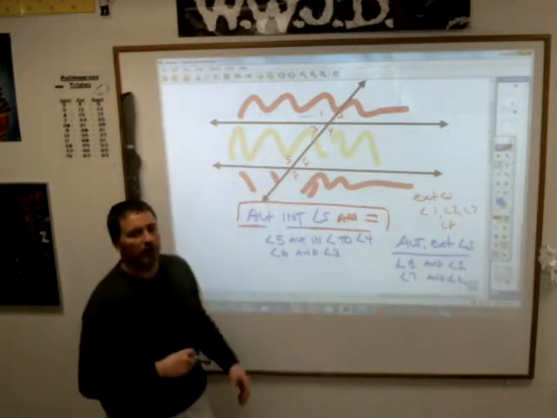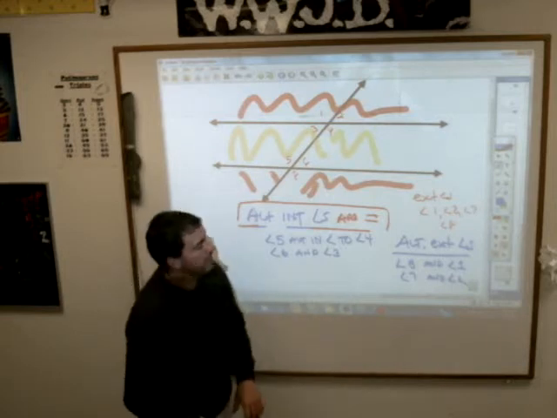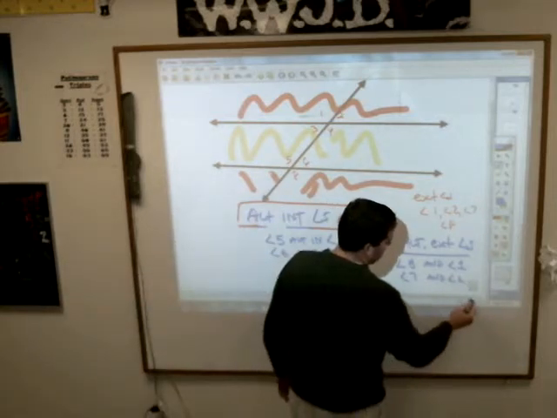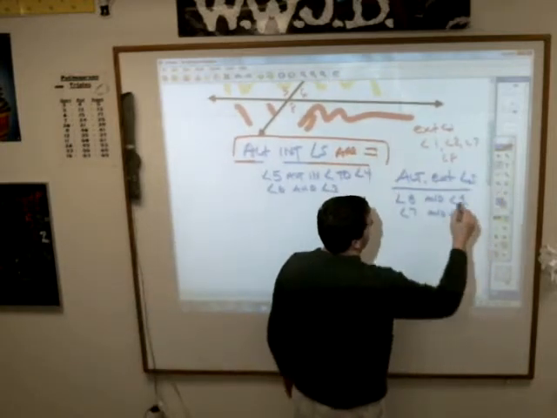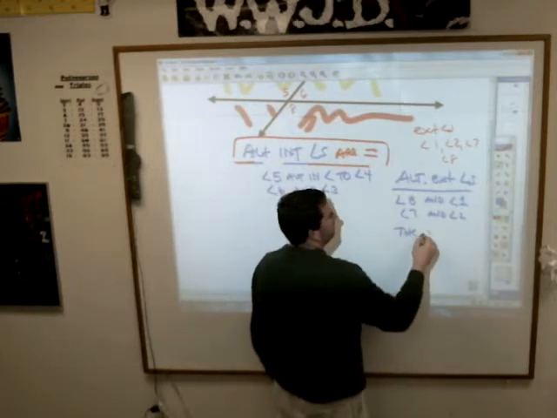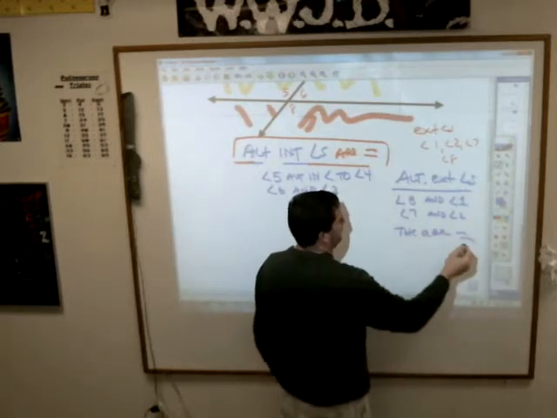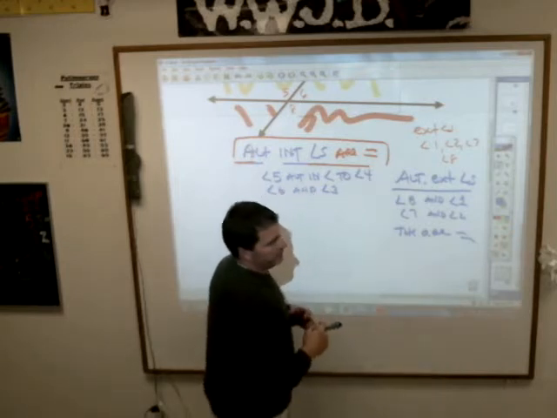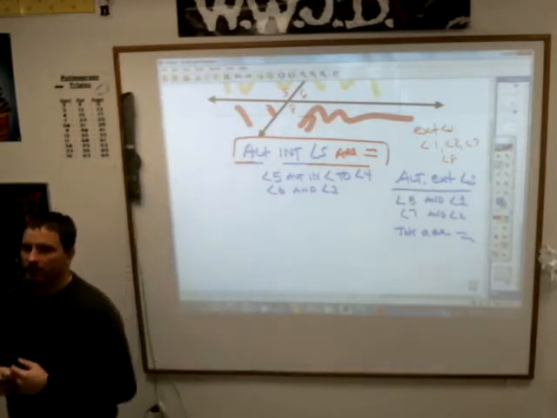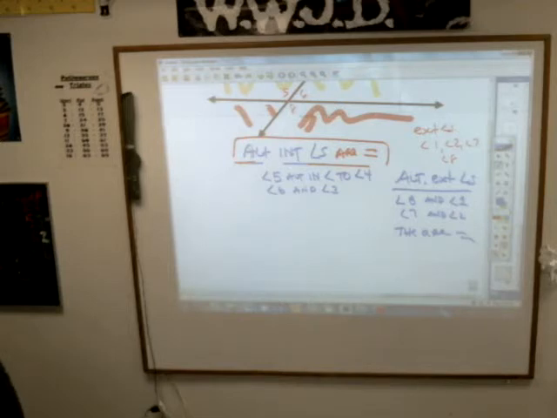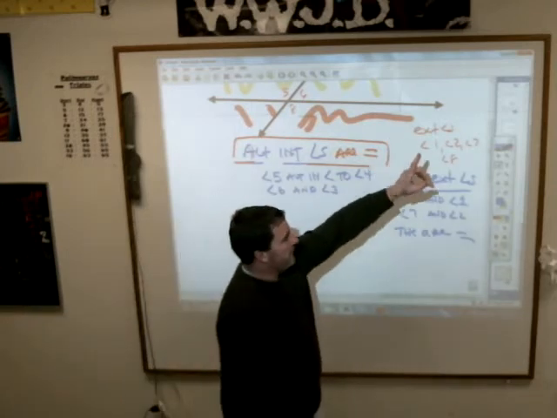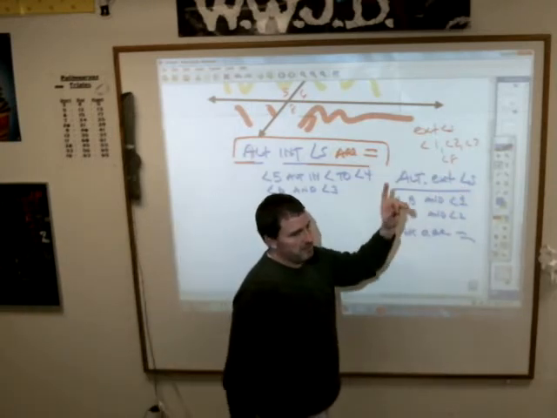And guess what's true about alternate exterior angles? They are equal as well. I don't think I have room to write this yet. So now we have three groups of instruction: if two parallel lines are cut by a transversal, corresponding angles are equal; alternate interior angles are equal; and alternate exterior angles are equal.